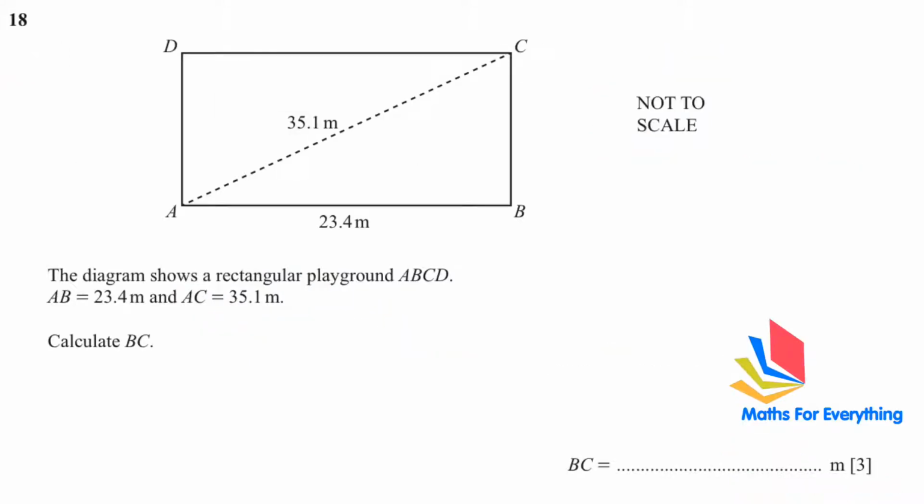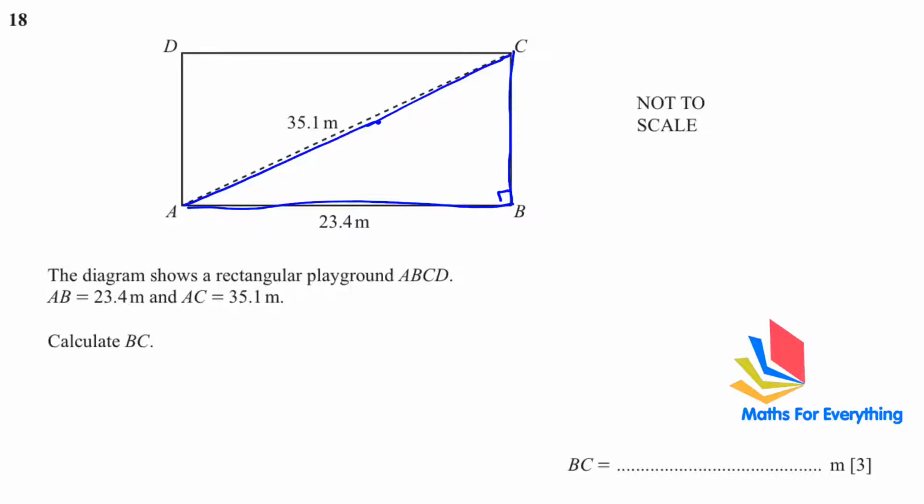Question number 18. The diagram shows a rectangular playground ABCD. AB is 23.4 meters and AC is 35.1 meters. Calculate BC. Because it's a rectangular playground, we know that the angles at the corners are going to be 90 degrees. So you have this triangle here, ABC, and two sides have been given to you and you want to find the third side.